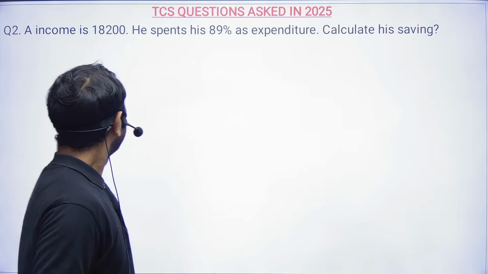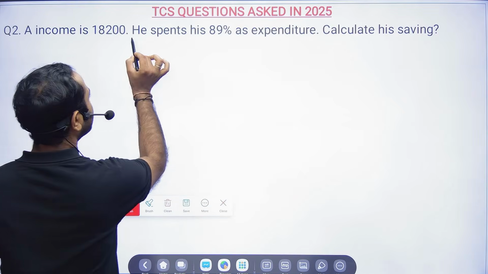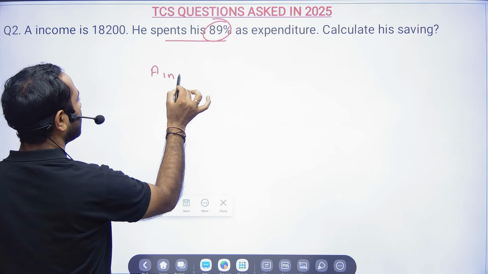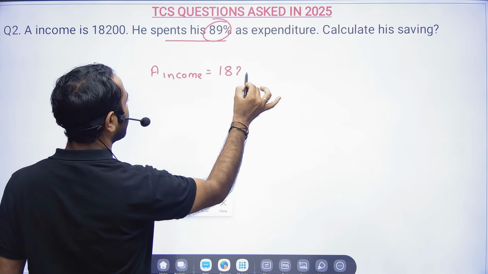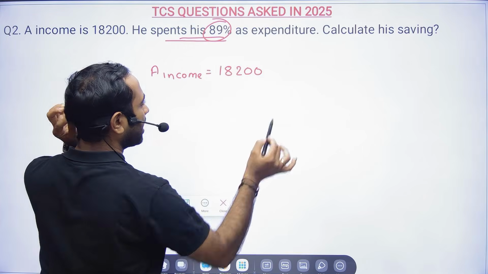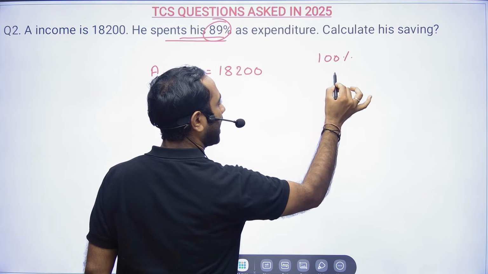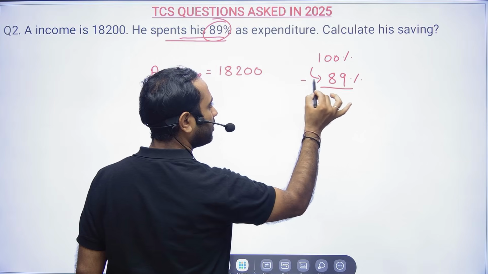Now question number 2. Friends, A's income is 18,200. He spends 89% of it. Calculate his saving. If you have 100% and you spend 89%, then how much will be left?